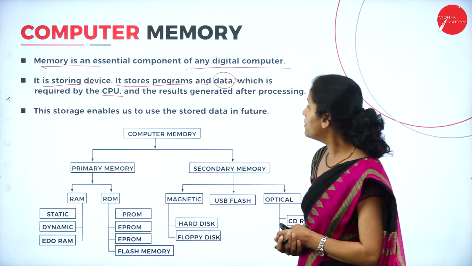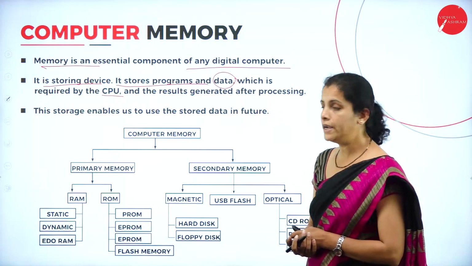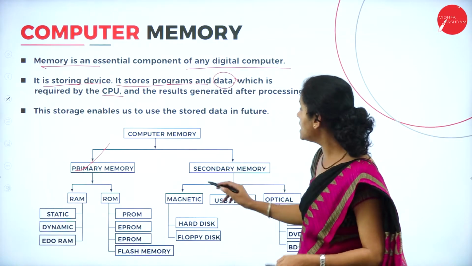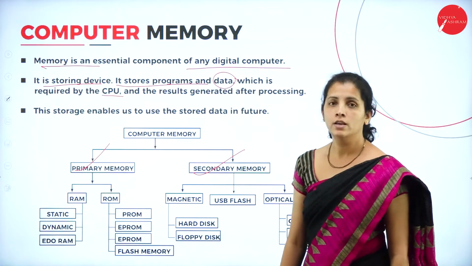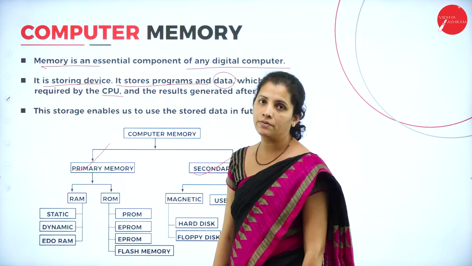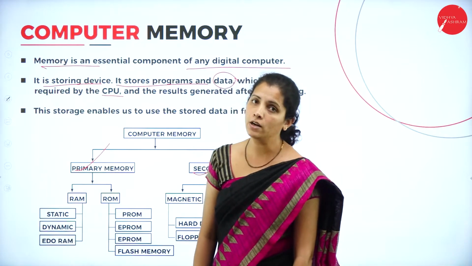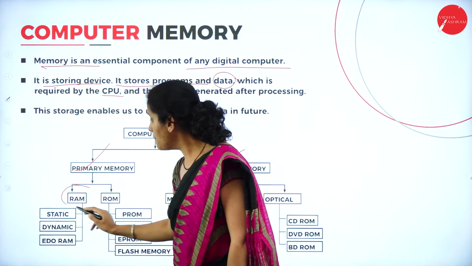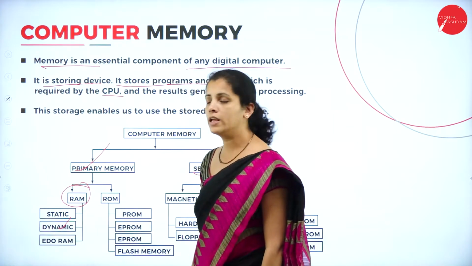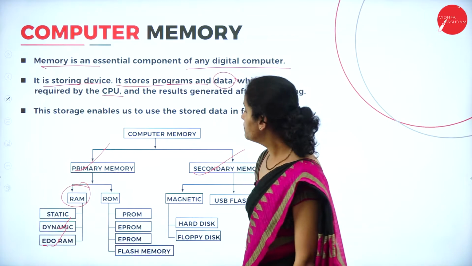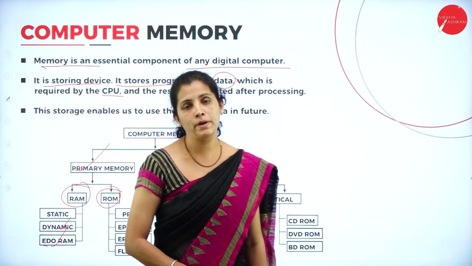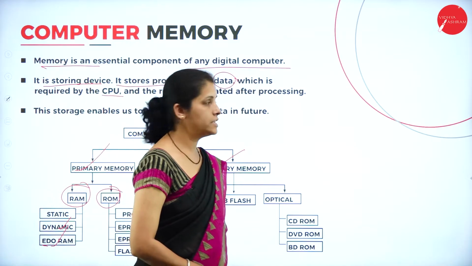So here memories are classified into two main types, that is primary memory as well as secondary memory. So dear student, this primary memory is once again classified into RAM and ROM, and this RAM is further classified into static memory, dynamic memory, EDO RAM. So here ROM is classified into PROM, EPROM, flash memory, etc.